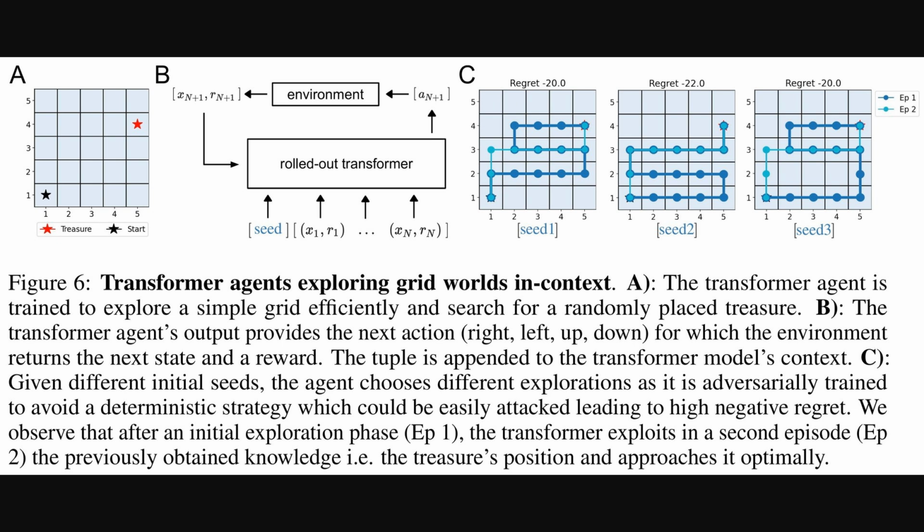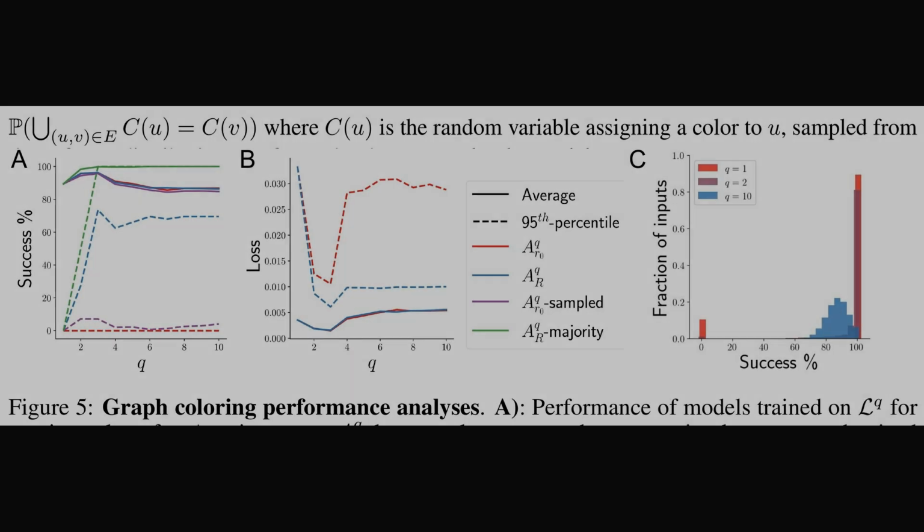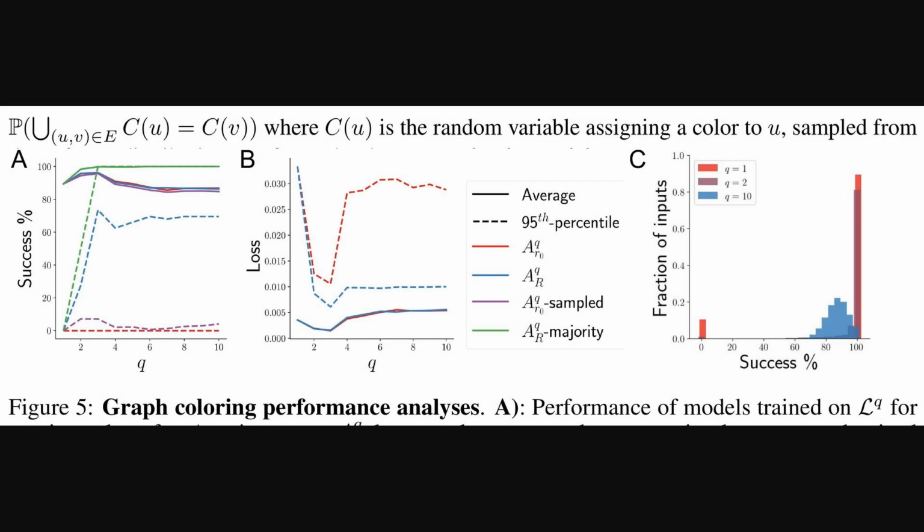We see an initial exploration phase. Then it heads straight for the treasure. This unpredictability, driven by the seed, helps it avoid consistently poor outcomes or high regret, especially against an adversary trying to trick it.